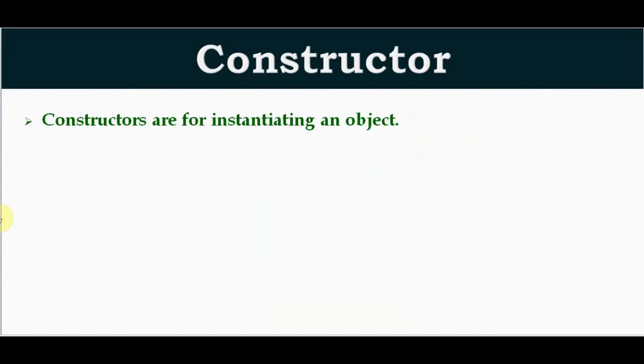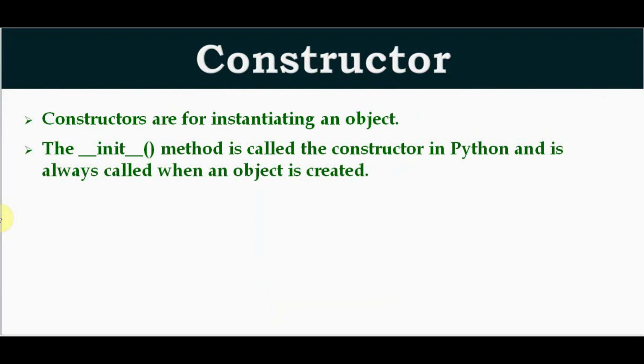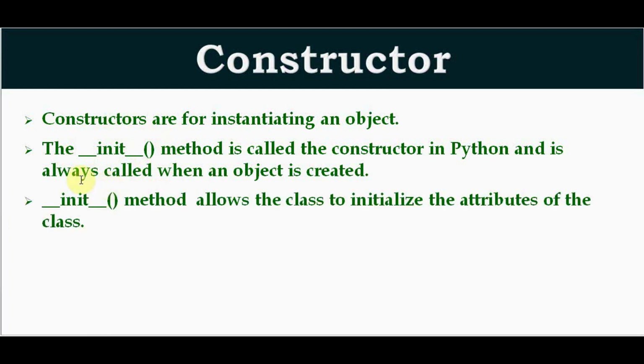The next thing to know in classes and objects is the constructor. What is a constructor? It is for instantiating an object. Instantiation means that you are going to create a new object or instance of a class. So whenever you create a new object or instance of a class, the constructor will be called. Double underscore init double underscore, this method is called the constructor in Python and it is always called when an object is created. That is done automatically. This method allows the class to initialize the attributes of the class. That is the important property of a constructor.